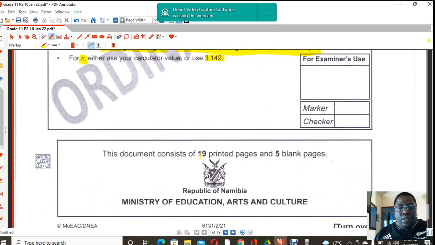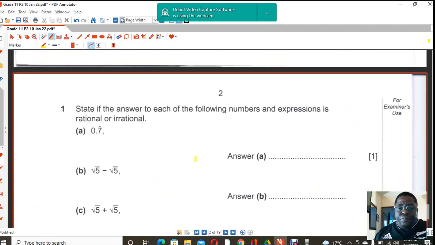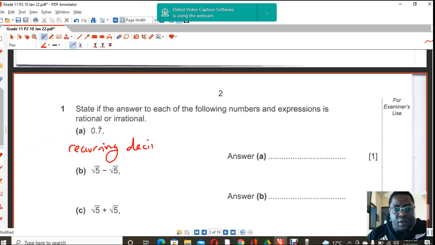All right, so let's get directly into it, with the first few questions. The first one here, you're supposed to state if the answer to each of the following numbers and expressions is rational or irrational. So this one here is a recurring decimal, and a recurring decimal can be written as a fraction, a over b, provided b is not equal to 0. So this one definitely is a rational number.